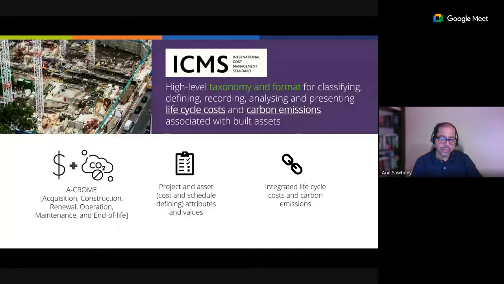So that's the benefit of having a unified taxonomy called ACROM, and then having a list of project and asset attributes and values. This results in the integration of life cycle costs and carbon emissions. If you look at the WLCA standard, it's very good at producing module A, module B, module C, module D emissions. If you combine it with life cycle costs from ICMS, it becomes even more powerful because now you can make cost-effective decisions for decarbonization.